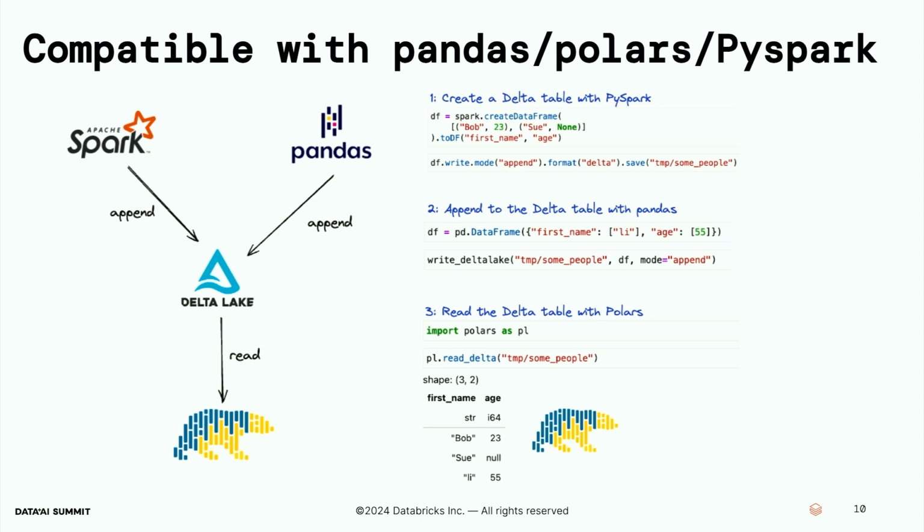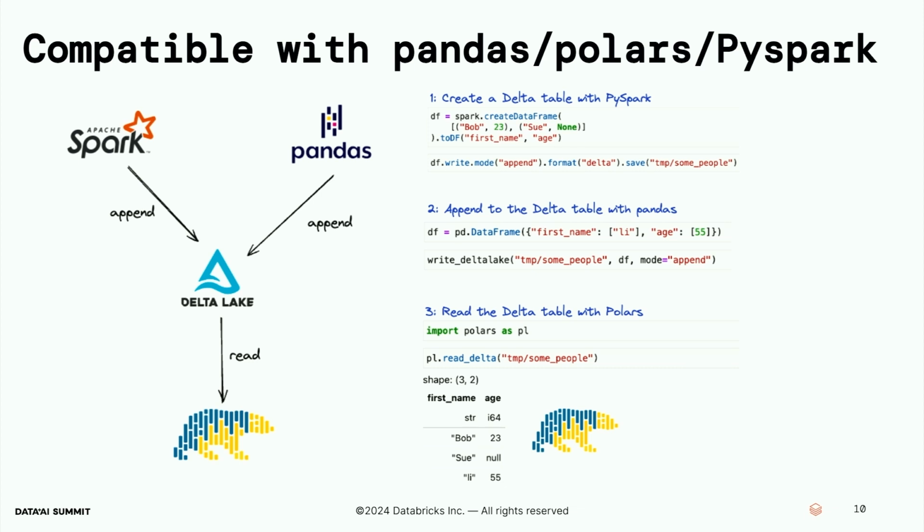This is just kind of a fun example showing the interoperable nature of Delta. So in section 1 there, we are creating a Delta table with PySpark. We're instantiating a PySpark data frame and writing it out to a Delta table. So that's our initial creation operation. That writes 2 rows of data.